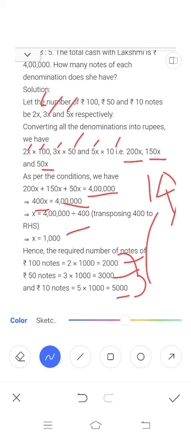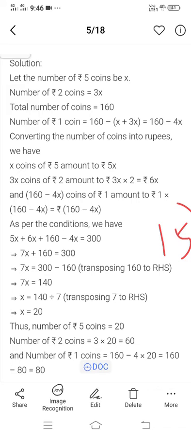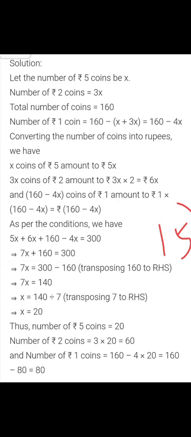So what is the next sum? 15th sum. I have a total of 300 rupees in coins of denomination 1, 2 and 5. The number of 2 rupee coins is 3 times the number of 5 rupee coins. The total number of coins is 160. How many coins of each denomination are with me?